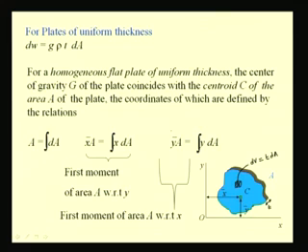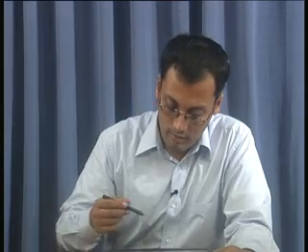So, these quantities, that is x bar and y bar, can be found for various shapes a priori and tabulated, and engineers generally use these values for their computation. That means the location of the mass center or the center of gravity is the same as the location of the centroid, and this is useful for various computation.